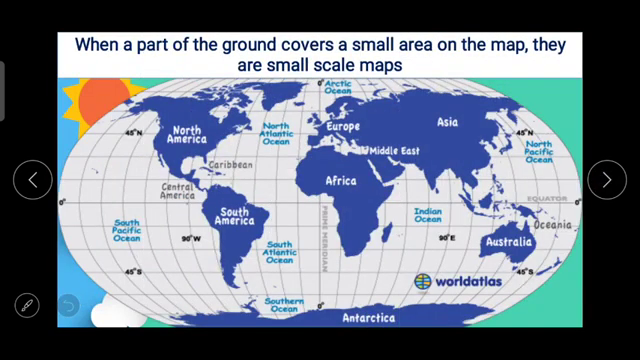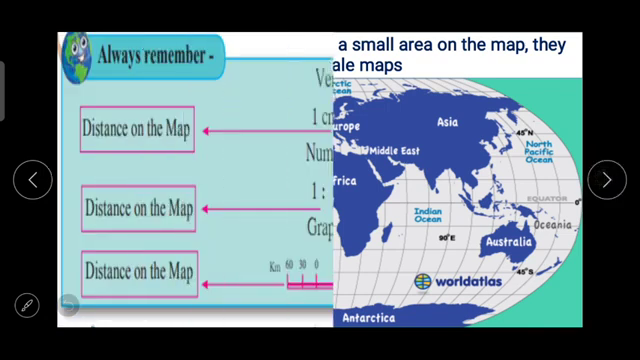About the small scale: when a part of the ground covers a small area on the map, they are small scale maps. That means when a small scale is used to show information about a large part of the earth, these are small scale maps. Maps in an atlas and world maps are examples of small scale maps, and most of the maps in an atlas are examples of small scale maps. So the basic difference between large scale and small scale maps is the scale.